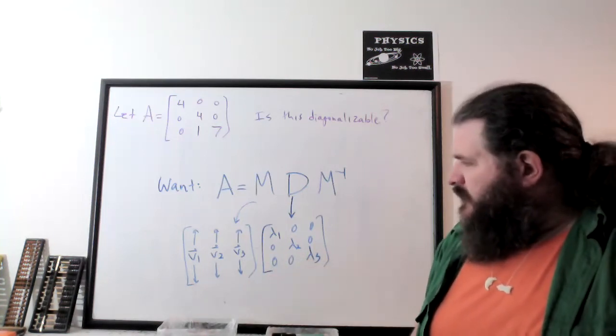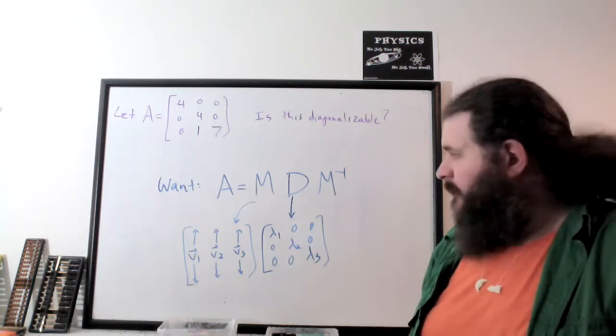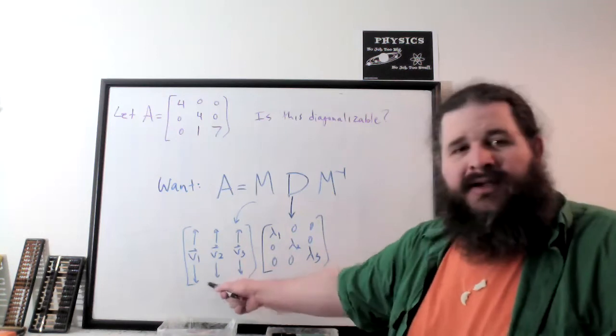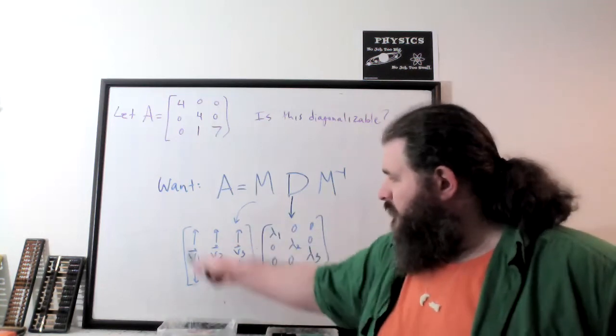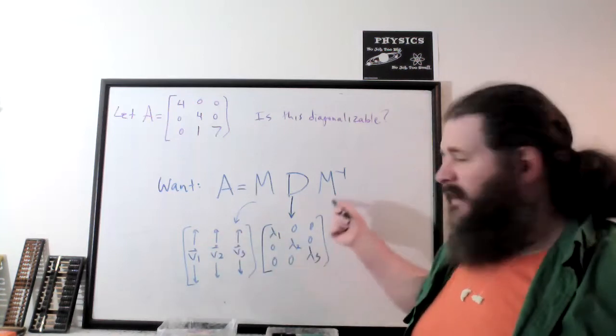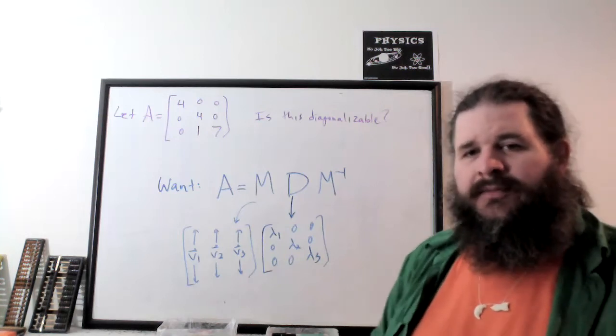The one restriction on this, the one thing that makes it diagonalizable versus not diagonalizable, is that this M matrix has to be invertible. Is there any way you could set up a square matrix whose columns are the eigenvectors and not be invertible? Or what has to be true about the columns to be invertible?